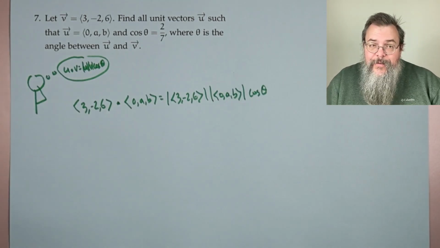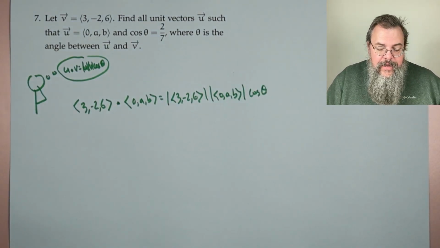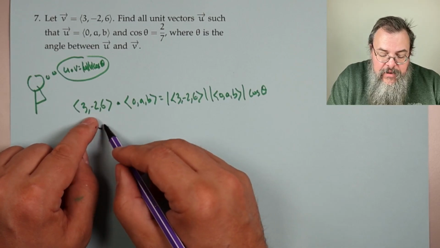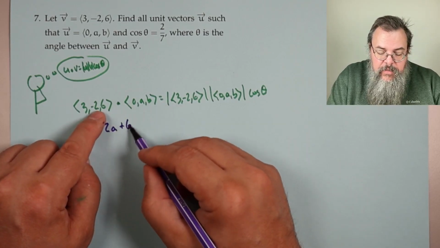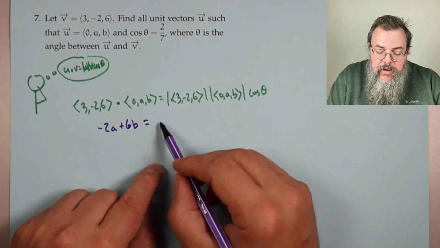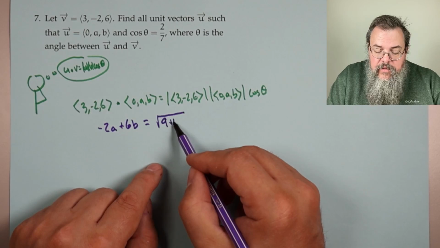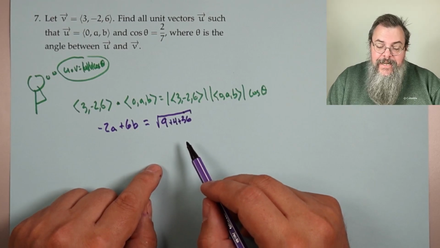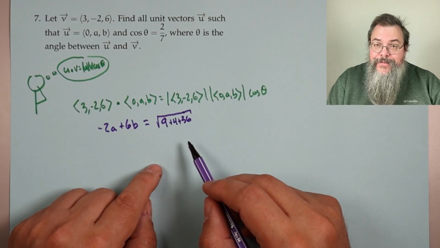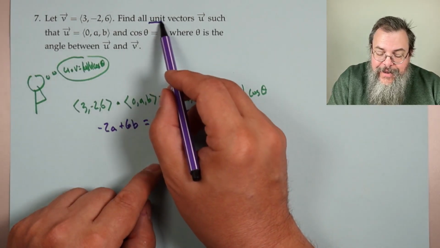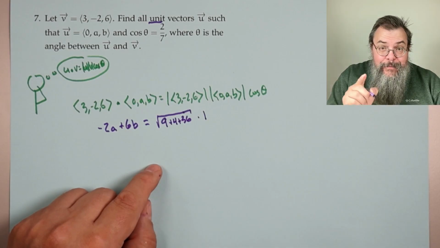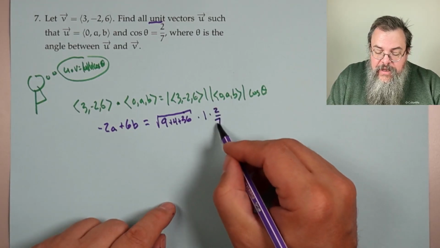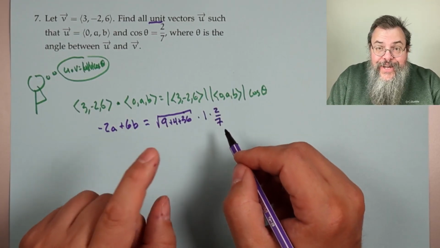Now, let's clean this up. On the left-hand side, what do we have? 3 times 0, 0. Minus 2 times a, minus 2a. 6 times b, 6b. Equals the square root of 9 plus 4 plus 36. We'll come back to that. Magnitude of 0, a, b. Now that looks hard, but wait a second. What do we know about this vector? It's a unit vector. Oh! We're going to come back to this, by the way. We're not done with that. And then cosine theta is 2/7. Now, check this out.